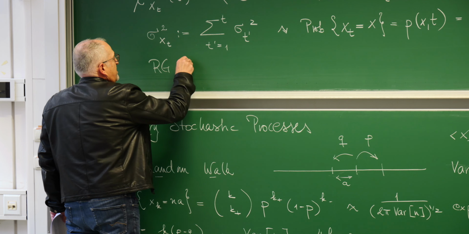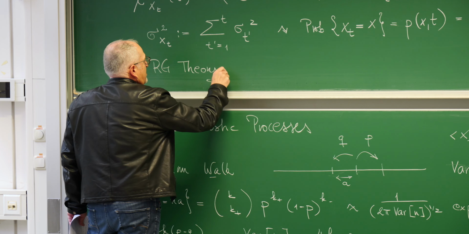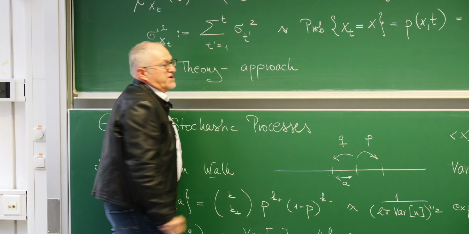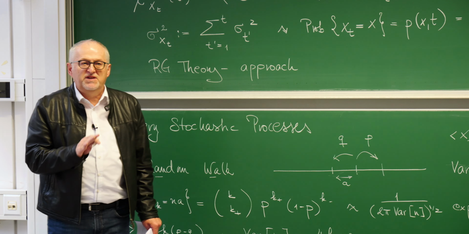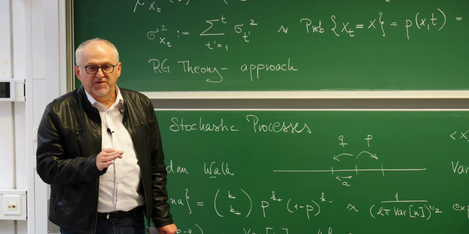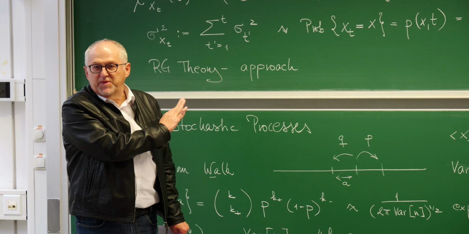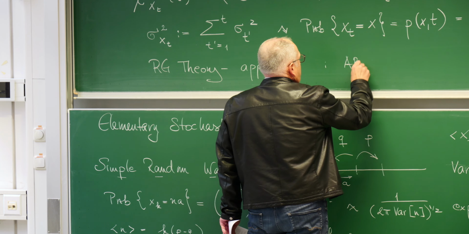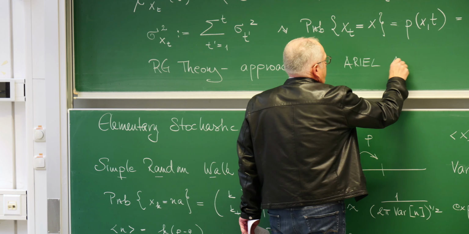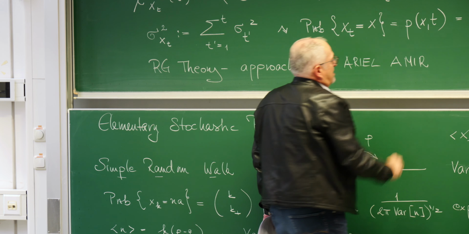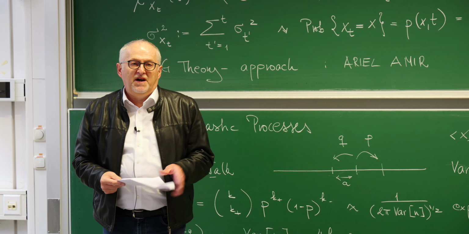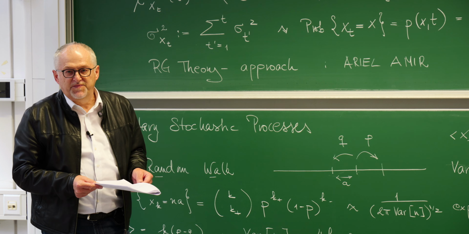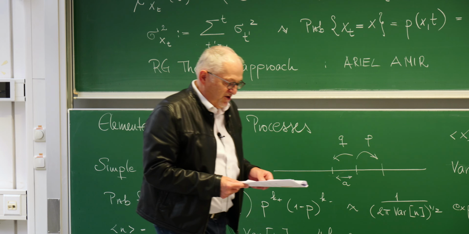Okay? If you want to learn about renormalization group theory approaches to this random walk, which is really a very elementary discussion of renormalization group theory applied to this very basic problem of random walk, I recommend that you read an article by Ariel Amir. Ariel is at the Weizmann Institute, and the link to the corresponding paper you can find in my lecture notes. It's a very illuminating discussion that you will find there.